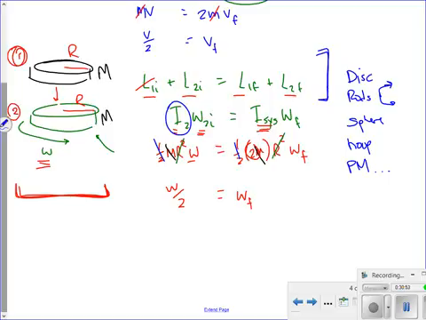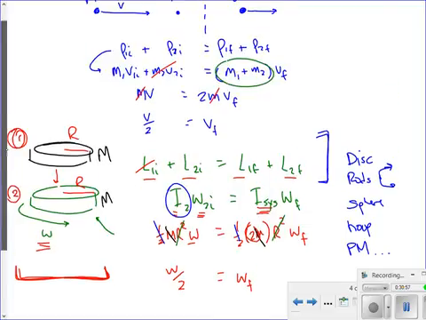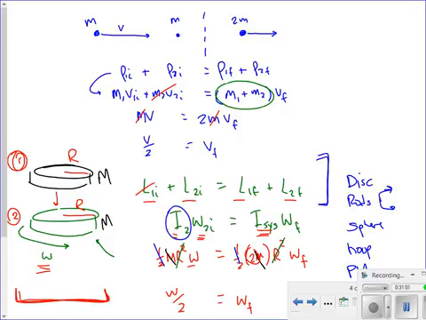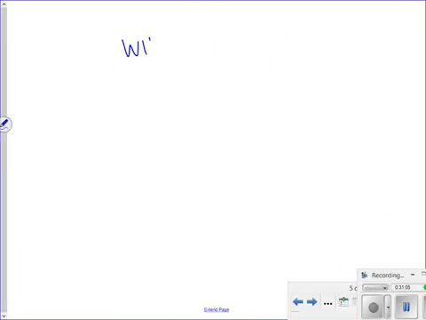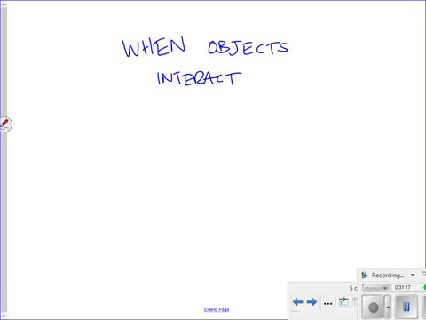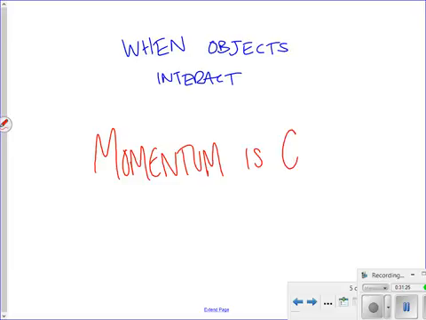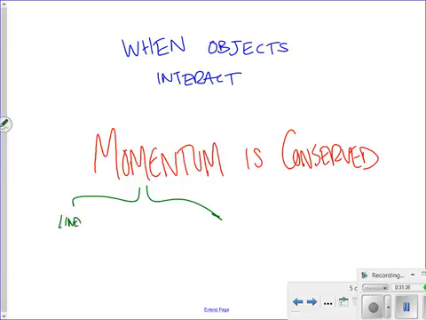Okay, but in terms of concept, the overarching theme here is that when objects interact, momentum is conserved. And it's either linear or angular. Okay? Hope this helps.